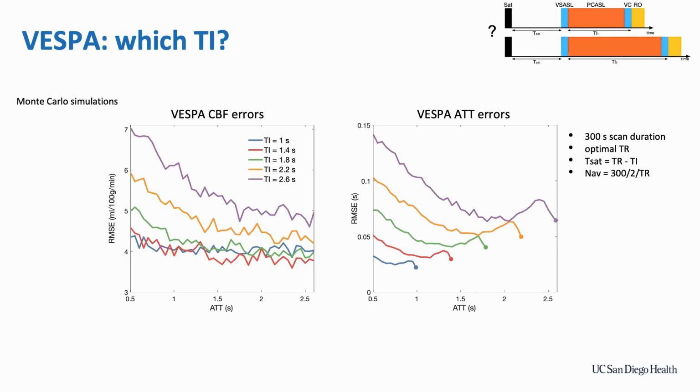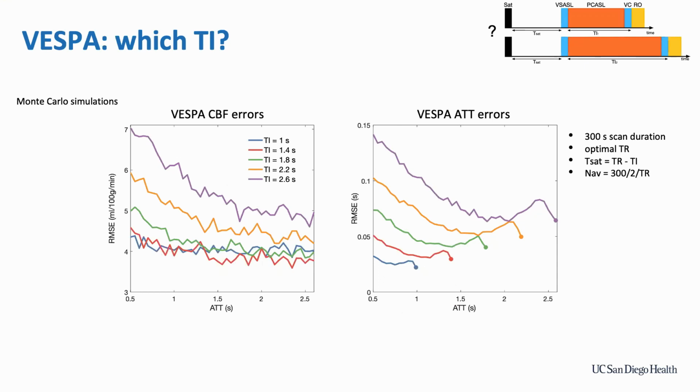So first, to evaluate this method, we did some simulation looking at different inflow times and their CBF and transit time errors. The different inflow times are shown in different colors here. These are the CBF errors on the left and the transit time errors on the right. So a TI of 1.4 seconds, shown here in red, has the most accurate CBF estimates in this case, but it can only estimate transit times up to 1.4 seconds, beyond which we only know that the transit time is longer than the TI.